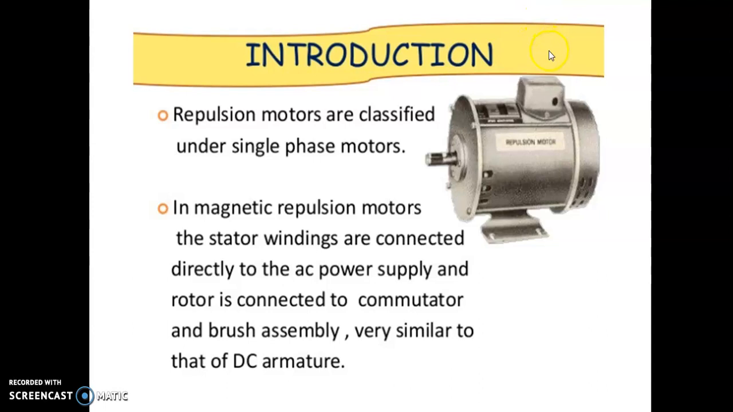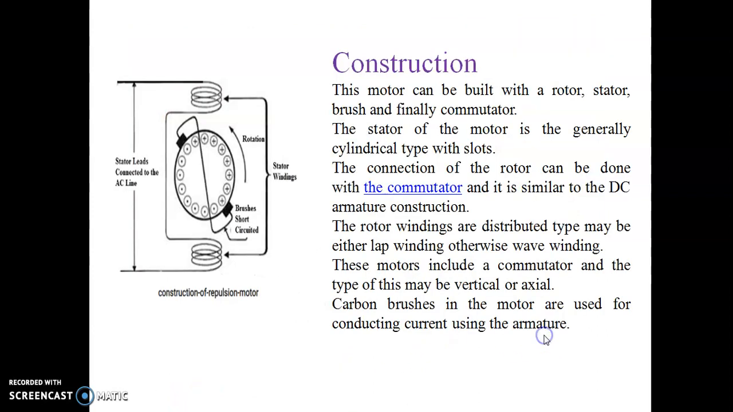Now let us discuss the introduction of repulsion motor. The repulsion motors are mainly classified under the single phase AC motors. Similar to the AC motors, it also has a stator as well as a rotor. The stator is normally connected to the AC supply, whereas the rotor is connected to the commutator as well as the brushes assembly. And this type of rotor connection is very much similar to that of a DC armature.